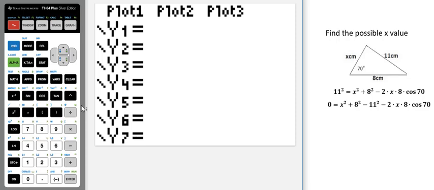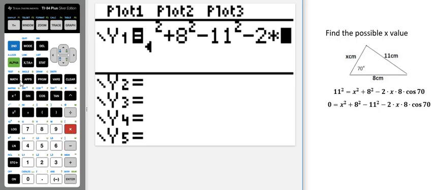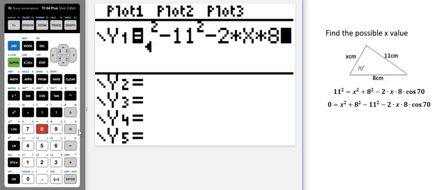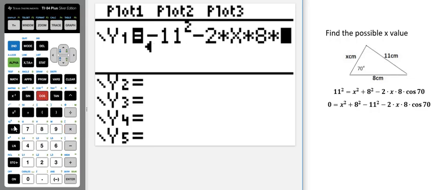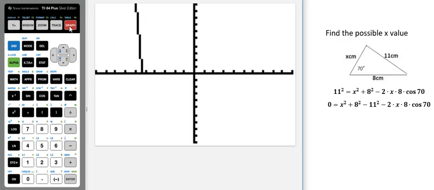Then I go to y1 and plug in. I got x squared plus 8 squared minus 11 squared minus 2 times x times 8 times cosine 70. Then I go to graph.